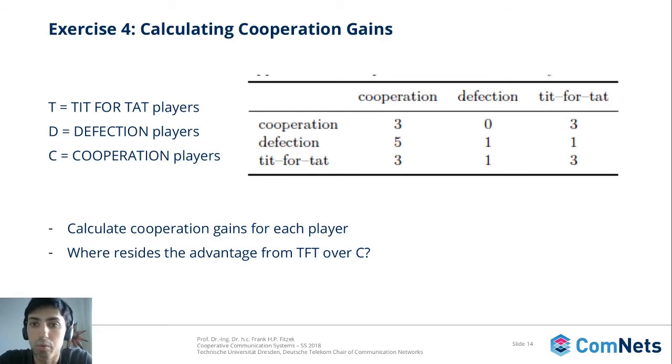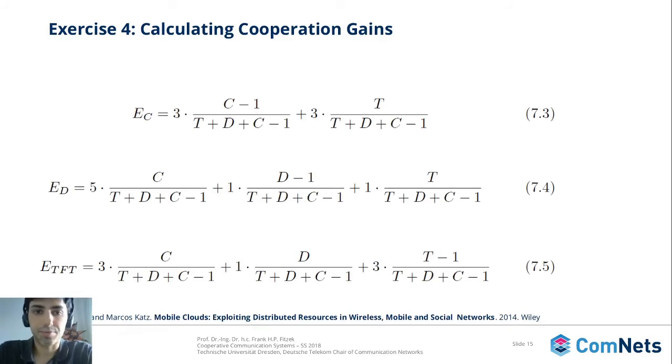Tit for tat will copy cooperation, so it will be always 3. If it's defection, it will copy defection, it will be always 1, and if it's tit for tat, it will be always 1. So let's try to calculate the cooperation gains for each player, and then where resides the advantage of tit for tat over the cooperation. So let's see. We saw this in the slides, but let's analyze it a little bit before.